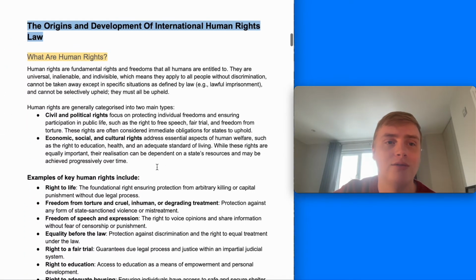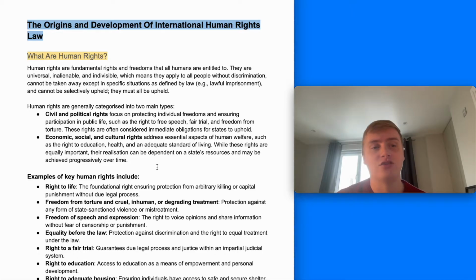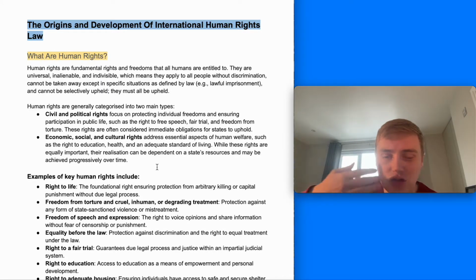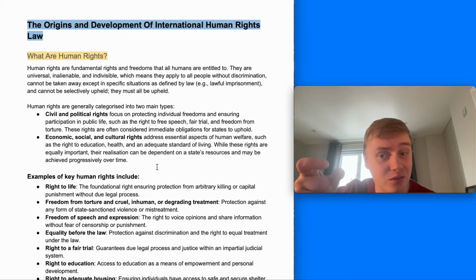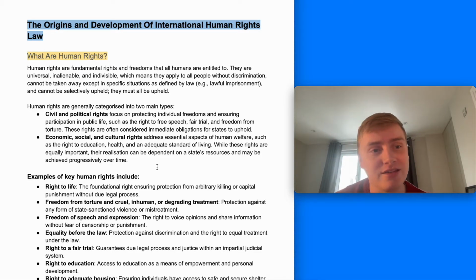Yeah, starting off, we're going to have a look at the origins and development of international human rights law. And before that, we need to have a look at what human rights are. So human rights are fundamental rights and freedoms that all humans are entitled to. And this is a kind of useful definition you could bring in at the start, maybe at some of your introductions in relevant essays. So they're universal, inalienable, and indivisible.